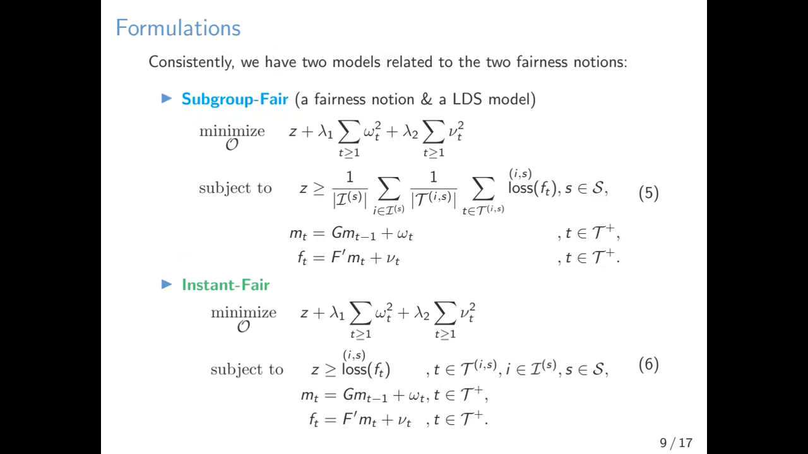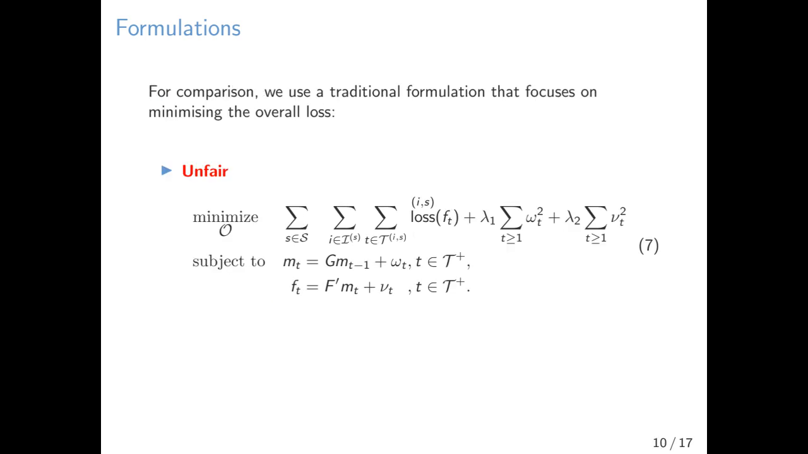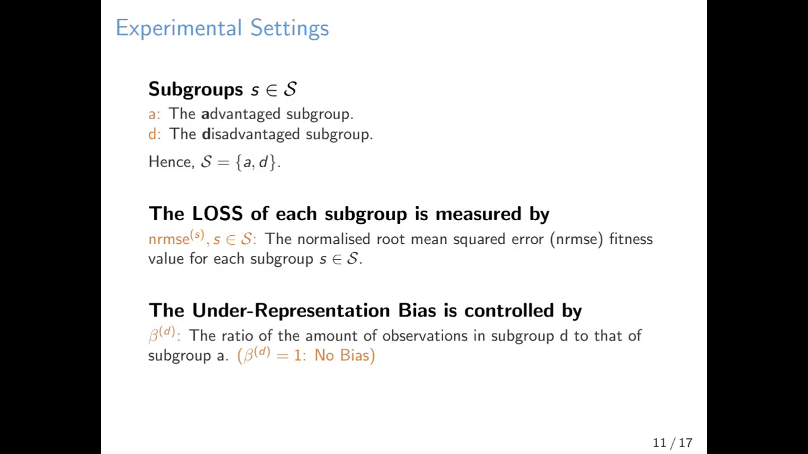Consistent with the two objectives, we propose two models that extend the fairness notions to proper learning of linear dynamic systems. As shown in the subgroup fair and instant fair models, the constraints describe the linear dynamic system, and the objectives are the two fairness notions. For comparison, we use a traditional formulation that focuses on minimizing the overall loss, shown in the unfair model.